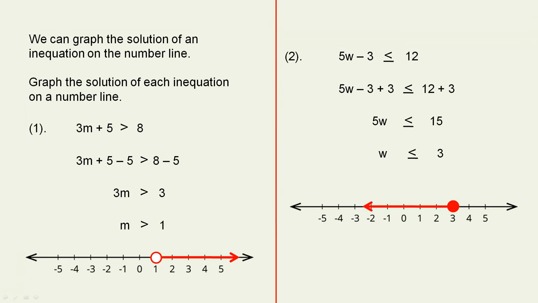So this video has shown us how to firstly solve an inequation and how to graph the solution on a number line. When you have a greater than or a less than sign, the circle is not filled in. When you have greater than or equal to or less than or equal to, the circle is filled in.